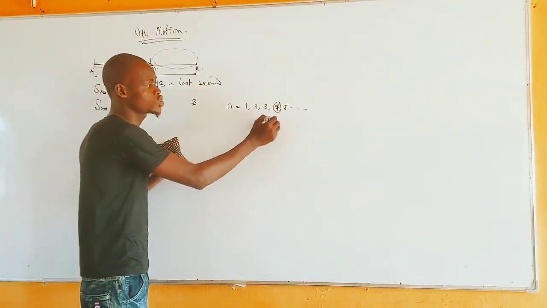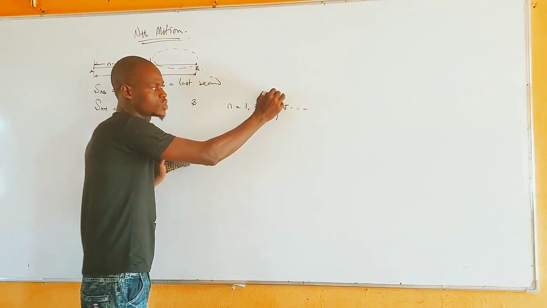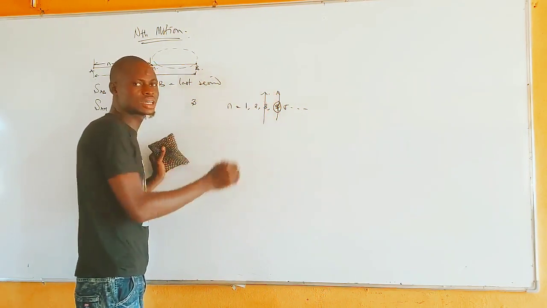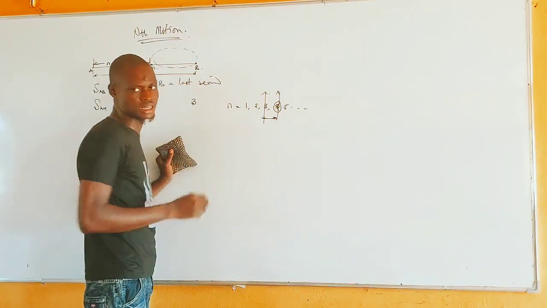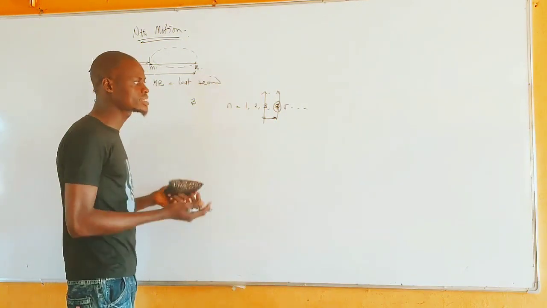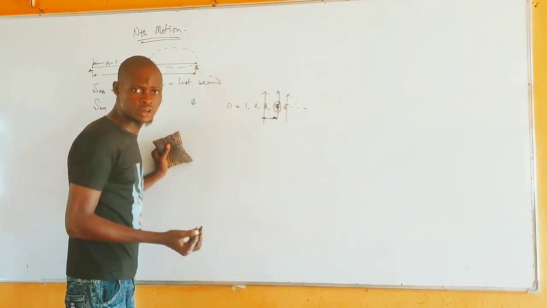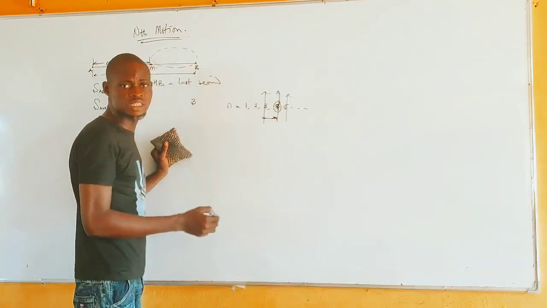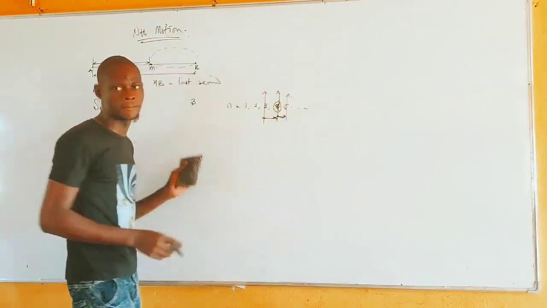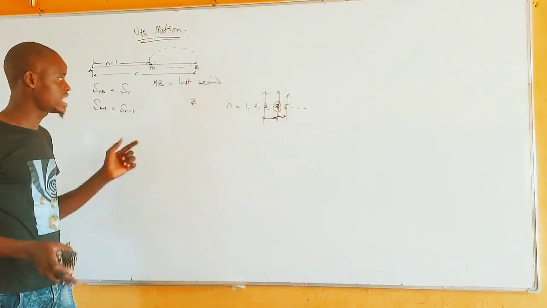That means we are referring to the distance the body will cover when the time is 4 seconds and when the time is 3 seconds. What is the difference between the distances? The distance covered in the 5th second simply means the distance covered in 5 seconds minus the distance covered in 4 seconds. Find the difference between both of them. That is what we call the nth motion.